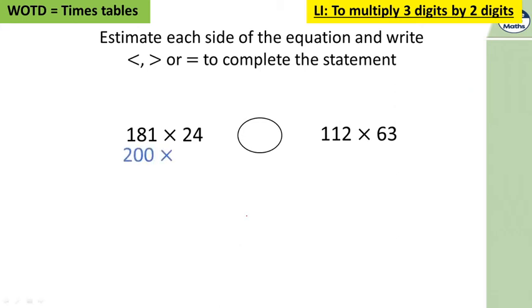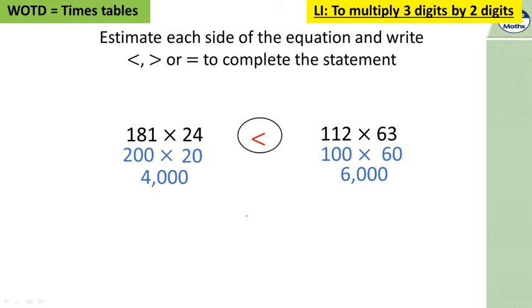Right, let's have a look. So to make it simpler, we've changed 181 to 200. We're going to change 24 to 20, which is 4,000, because 200 times 2 is 400, times 10 is 4,000. And what do you think we're going to change the other side to? So 112, we'll change that to 100. 63, we're going to change to 60. And then we've got 100 times 60, which is 6,000, because 100 times 6 is 600, times 10 is 6,000. So the right side is bigger than the left side.